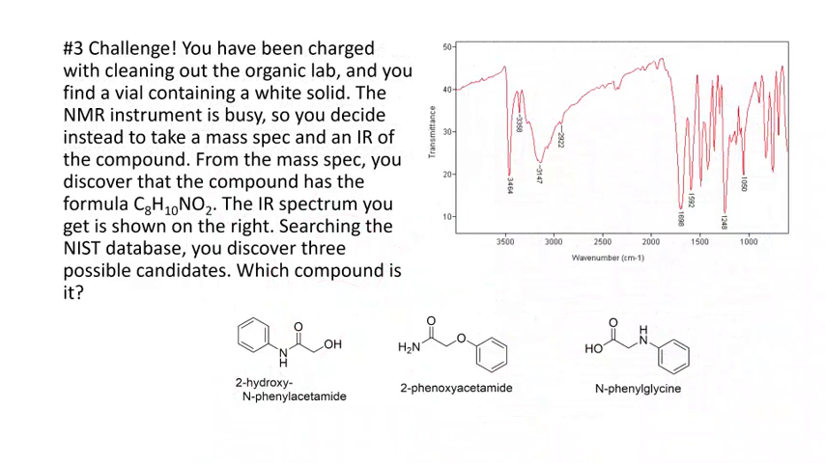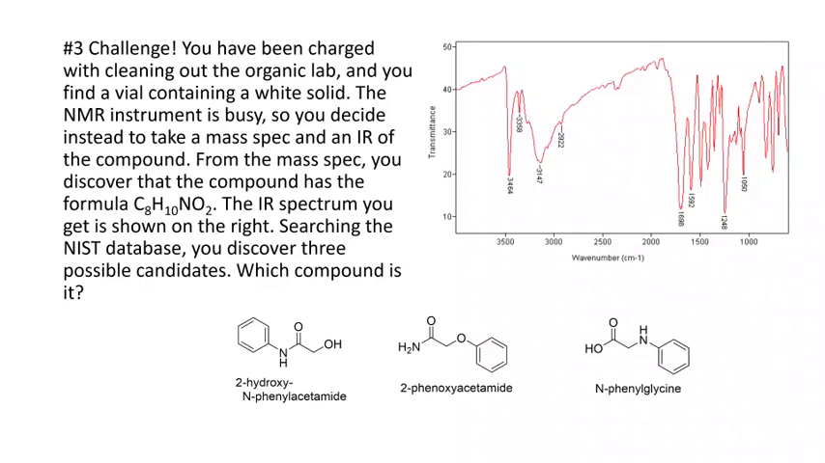Number 3, here's a challenge for you. You have been charged with cleaning out the organic lab, and you find a vial containing a white solid. The NMR instrument is busy, so you decide instead to take a mass spec and an IR of the compound. From the mass spec, you discover that the compound has the formula C8H10NO2. The IR spectrum you get is shown on the right. Searching the National Institutes of Standards and Technology database, you discover 3 possible candidates.